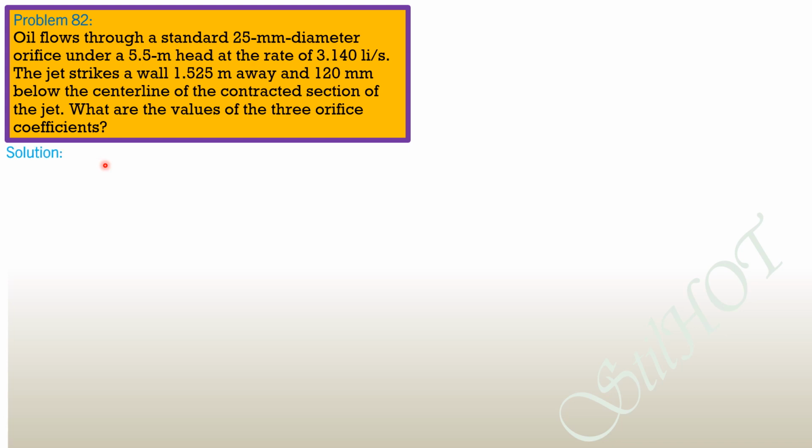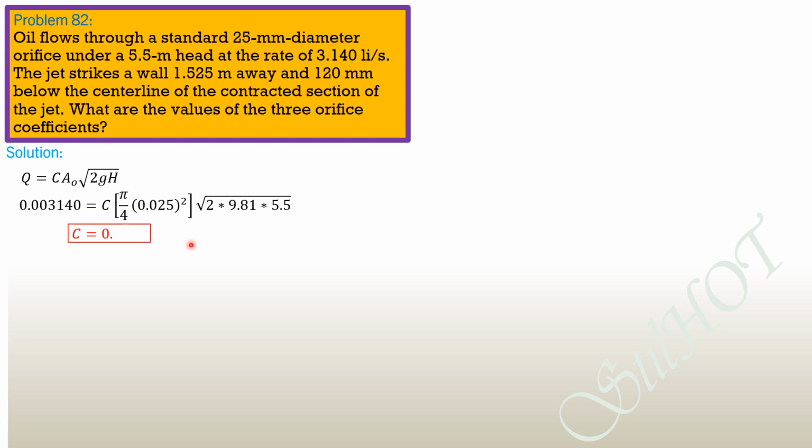So for the solution, first, knowing the actual discharge, we can compute the coefficient of discharge from the formula Q, actual discharge, equals C area of orifice square root of 2g big H. Substituting, 0.003140 equals C pi over 4 times 0.025 square times square root of 2 times 9.81 times the head, which is 5.5. So only C is the unknown in this equation. Solving for C, C is equal to 0.6158.